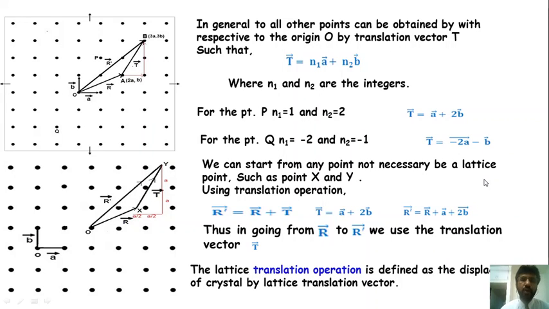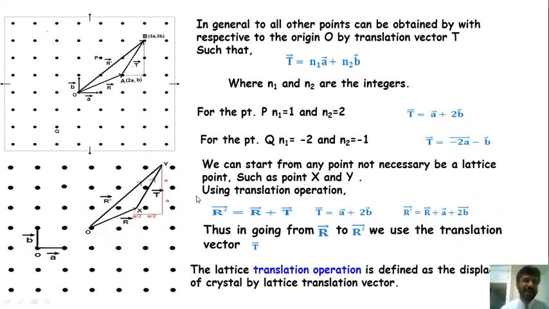We can start from any point, not necessarily a lattice point. Therefore, in this space lattice, we can translate the atoms or the unit cell from any point, and it is not necessary that it must be a lattice point. Now here in this figure, we can consider such points, say x and y. Now these are not lattice points here. So x is here and y is here, in between these two lattice points.